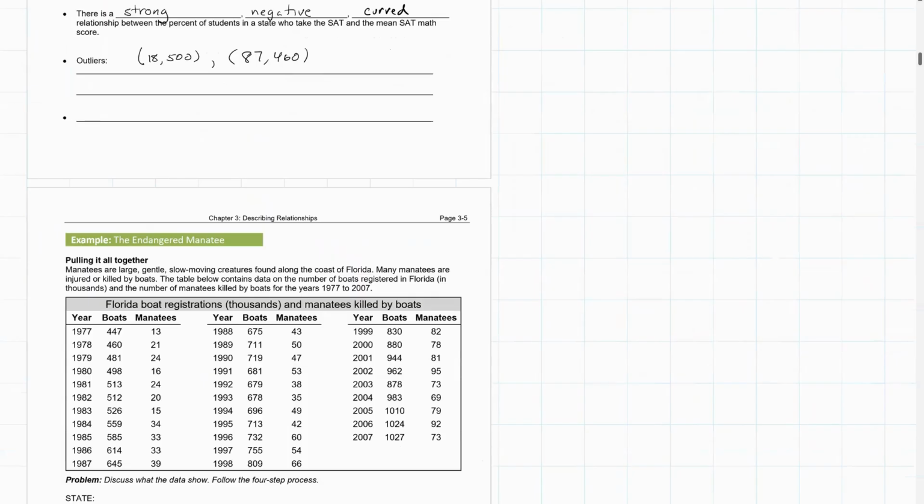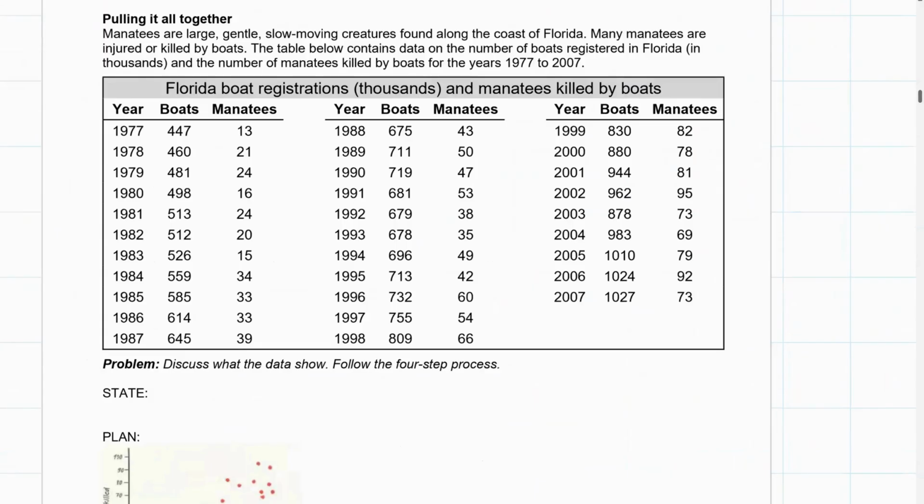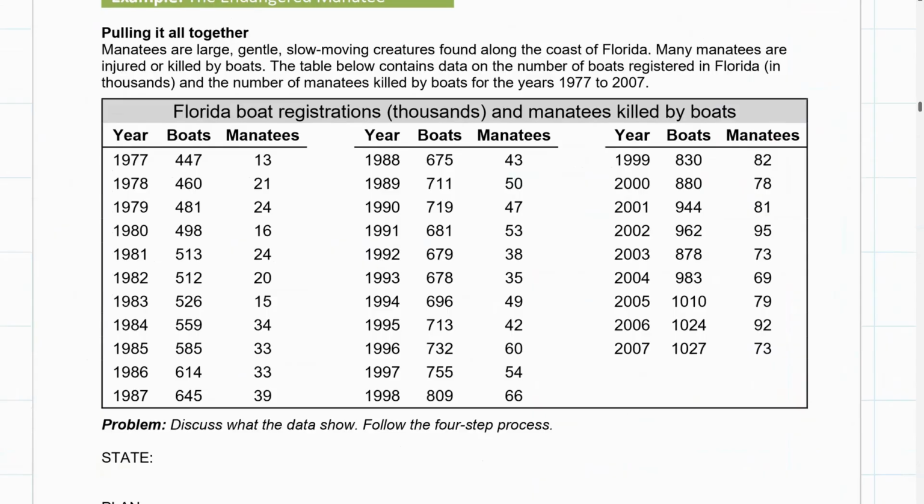Let's go on and take a look at the next example. It says manatees are large, gentle, slow-moving creatures found along the coast of Florida. Many manatees are injured or killed by boats. The table below contains data about the number of boats registered in Florida in thousands and the number of manatees killed by boats every year from 1977 to 2007.